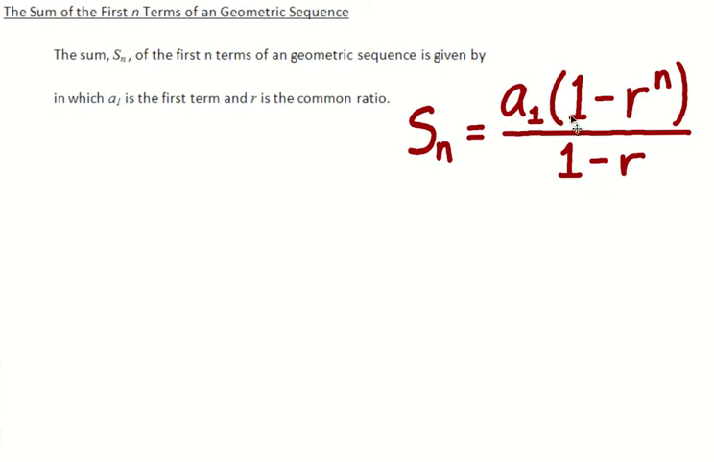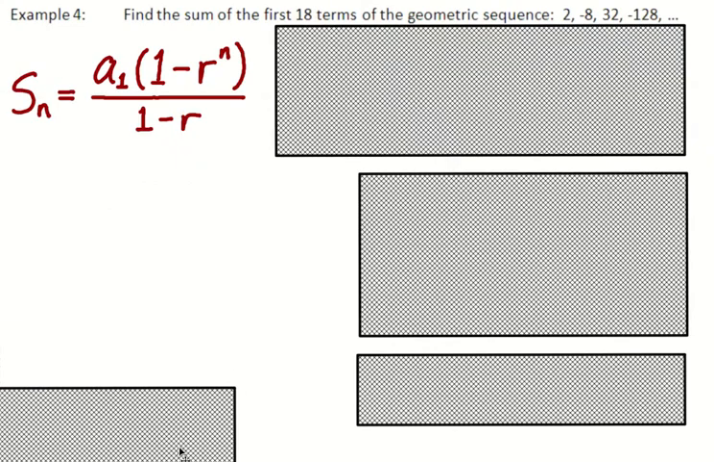Okay, and I know it might look a little nasty, but to me there's more good news than bad news, because all I see in this formula is the first term, the common ratio, and the n value. I don't see any a sub n pieces, like we had to do with arithmetic. And remember how a sub n meant the last term? None of that here, so I think plugging in is going to be a lot easier.